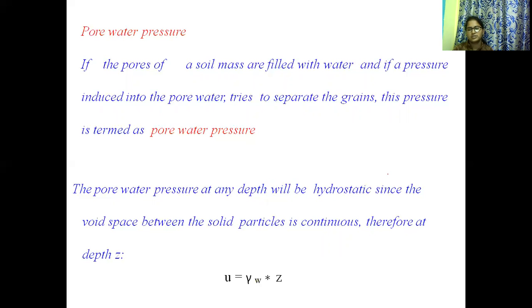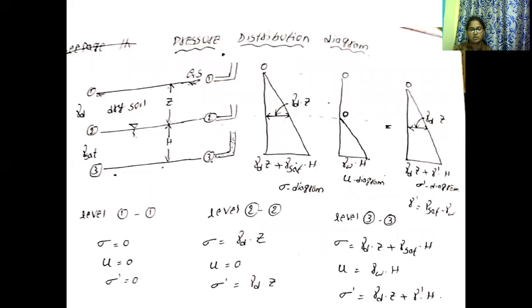The pressure distribution diagram has three models. One is where the overall condition will be dry. The second case is where the top of the layer will be water and the bottom of the layer will be saturated. Or, due to capillary rise, the top of the layer will have moisture content. Three types of condition.